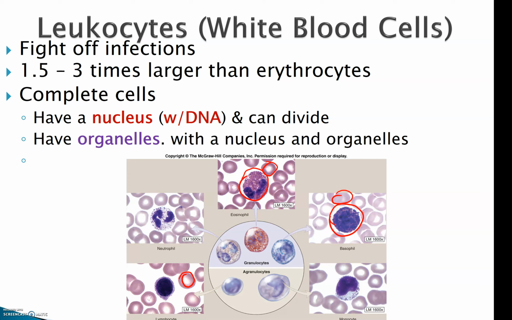They are complete cells with nucleuses. In fact, some of them have multiple nucleuses. This guy, it's a neutrophil, 1, 2, 3 lobes to its nucleus. The basophil and eosinophil have these barbell-shaped nucleuses. So they can even be multinucleated. Technically, it's 1 nucleus with different lobes, though.